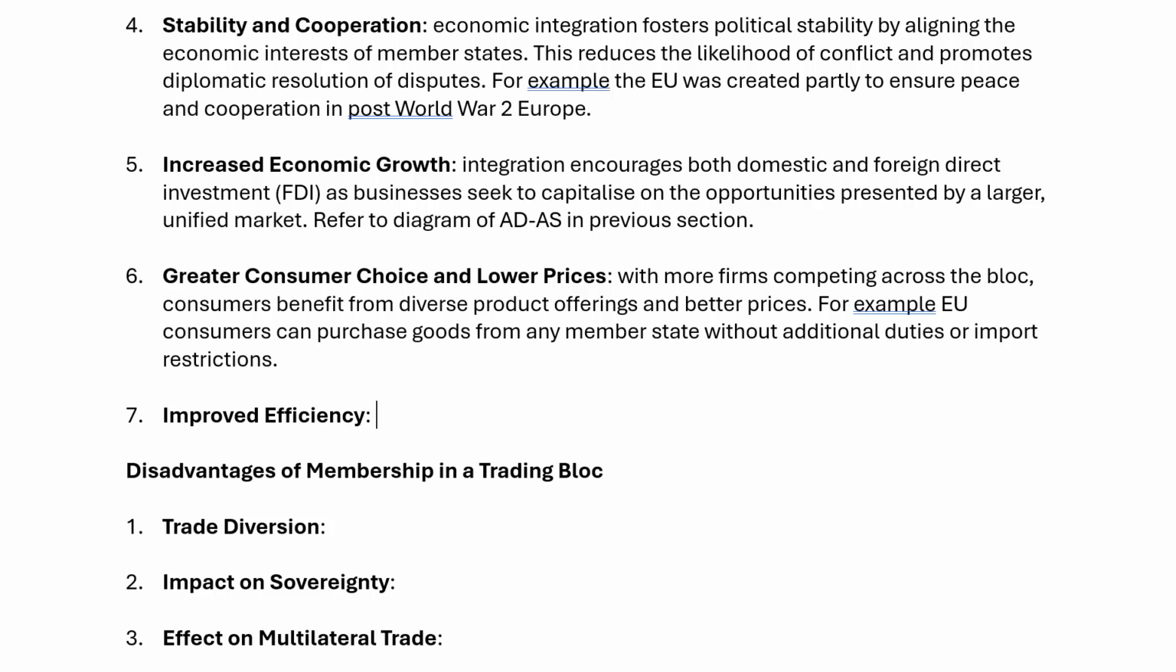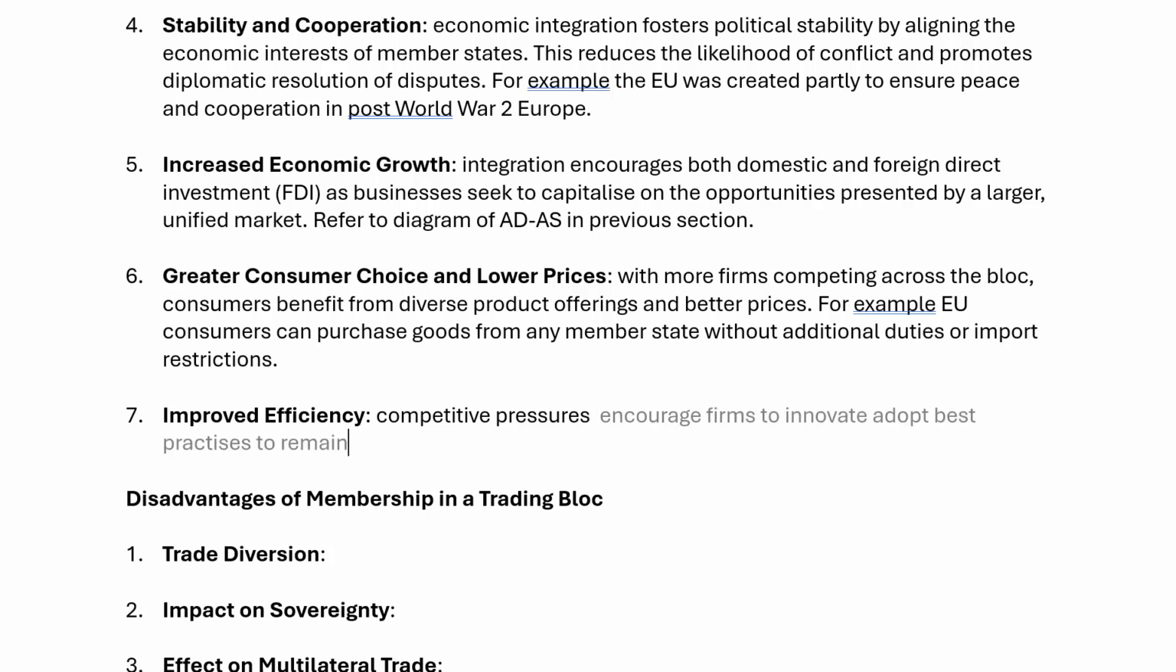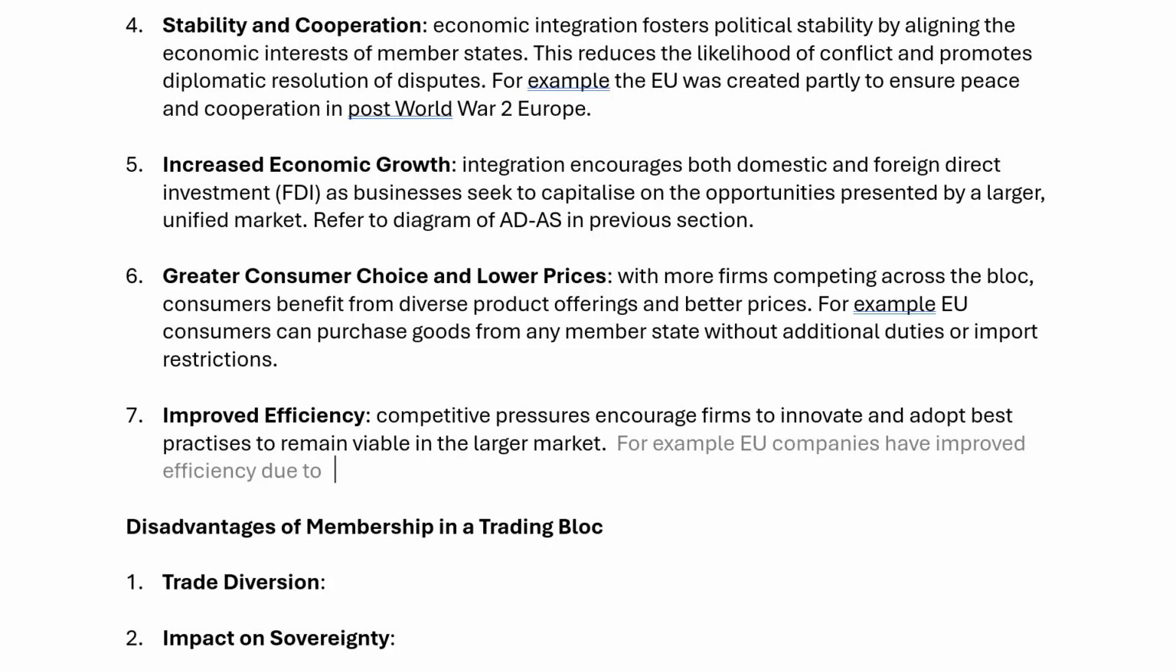And the final advantage I can think of for being part of this trading bloc is this idea of improved overall efficiency. Competitive pressures across the bloc encourage firms to innovate and adopt best practices to remain viable in the larger market. For example, EU companies have improved efficiency due to competition from technologically advanced firms in member states like Germany and France.